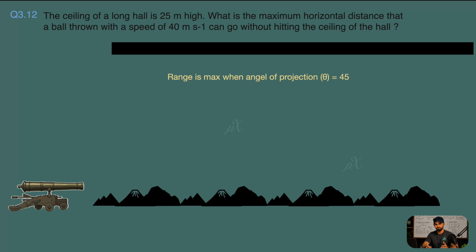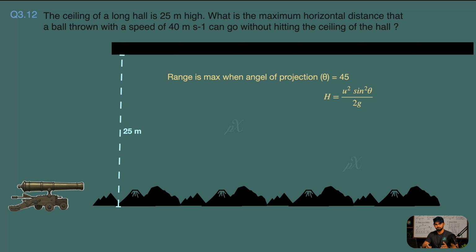We have a very important constraint. The ceiling of the hall is only 25 meters high. So now we have to check something. If we launch the ball at 45 degrees, will it clear the ceiling or will it hit it? Let's find out. To answer that, we'll use the formula for the maximum height of a projectile. And the formula is h equals u squared multiplied by sine square theta divided by 2g.